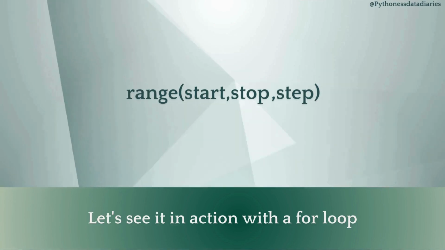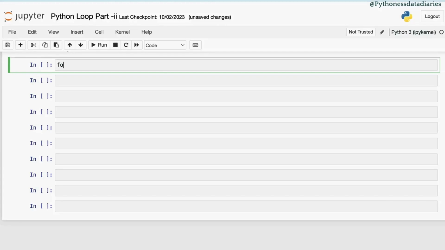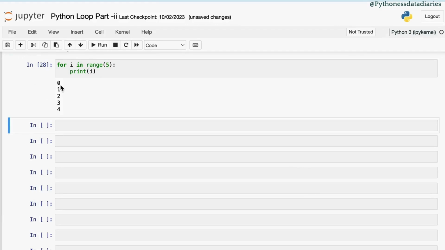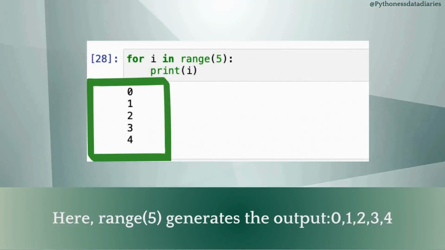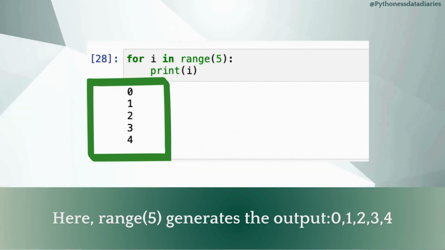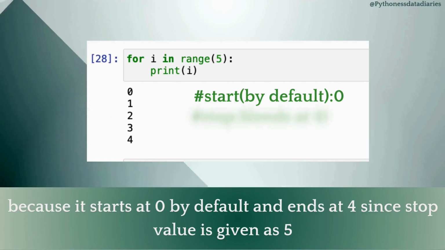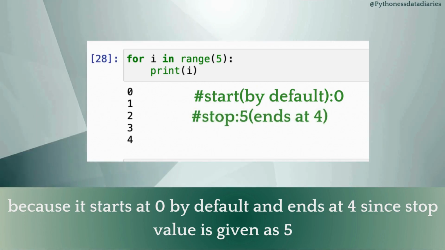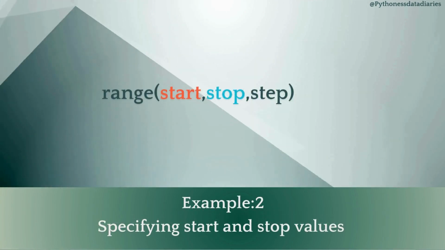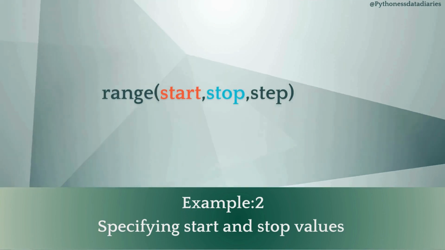Let's see it in action with a for loop. Example 1, basic usage. Here, range of 5 generates the output 0, 1, 2, 3, 4. Because it starts at 0 by default and ends at 4 since stop value is given as 5, creating a total of 5 iterations. Example number 2, specifying start and stop values.